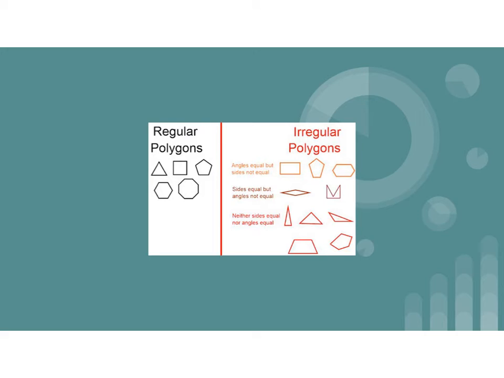And then irregular polygons. Angles that have equal angle, but not equal sides. So a rectangle, all of the angles are right angles, but the sides are not equal, so it is an irregular polygon. Next, we have sides that are equal, but the angles are not equal. So this parallelogram has equal sides, but the angles are not equal. And here we have sides that are neither equal nor the angles are equal. So they are considered irregular polygons.